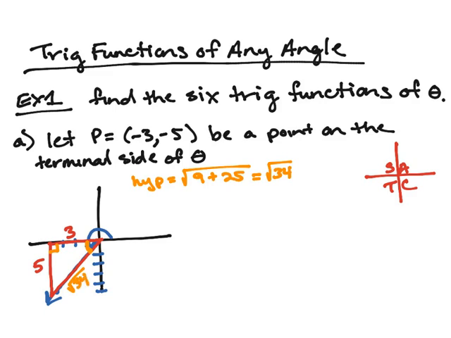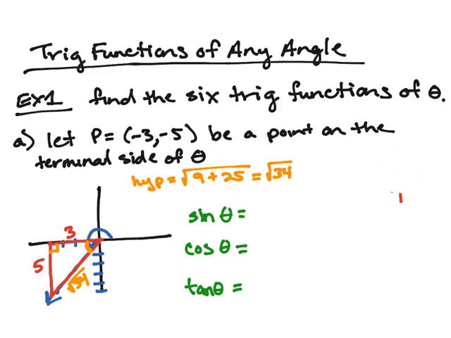Okay, and then, like last time, we're just going to write out the 6 trig functions. So I want to find sine theta, cosine theta, tangent theta, and I want to find their reciprocal functions, cosecant. Let's give that a little more room. Let's put that up there. Cosecant goes with sine, secant goes with cosine, and cotangent goes with tangent.